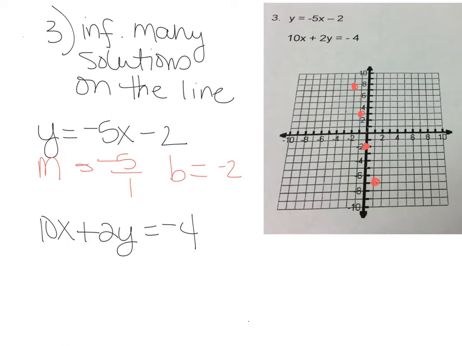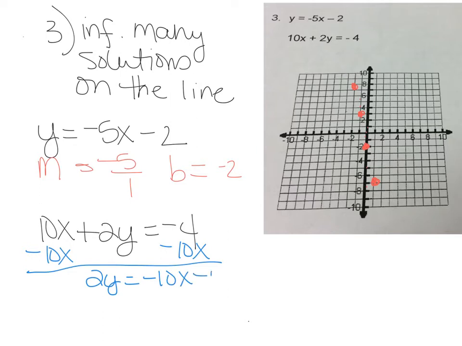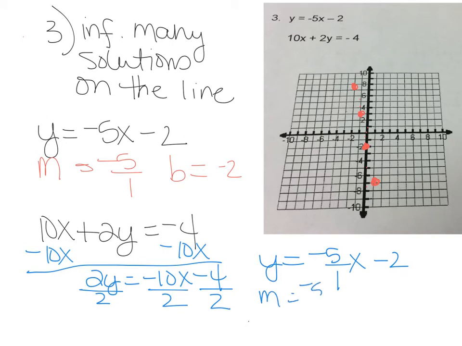Now the second equation is not in slope-intercept form, so the first thing I'm going to do, positive 10x, I'm going to subtract 10x from both sides. And I get 2y equals negative 10x minus 4. I'm going to divide both sides by 2, so divide everything by 2. So I get y equals negative 10 over 2 is negative 5 over 1x. Negative 4 over 2 is negative 2. So my slope is negative 5 over 1, and my b is negative 2.